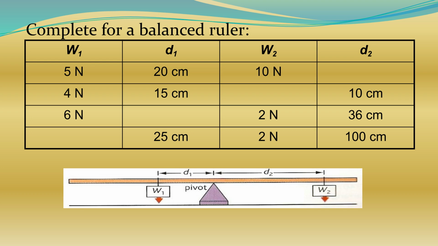Complete the missing values in this table for a balanced ruler, applying the principle of moments. You can pause the video here to calculate the missing weights and distances. Here are the completed values for the table. The missing distances and weights are 10 centimeters, 6 newtons, 12 centimeters, and 8 newtons.